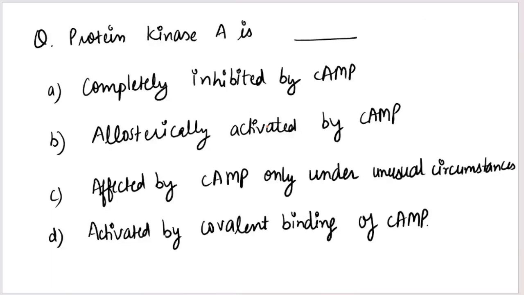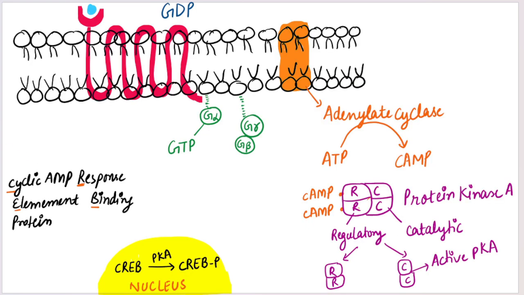Protein kinase A is dash completely inhibited by cyclic AMP. No, cyclic AMP activates protein kinase A. Allosterically activated by cyclic AMP. Allosteric activation means activation by binding to a site other than the actual site of action. We know that cyclic AMP binds to the regulatory subunit of protein kinase A, which weakens the interaction between regulatory and catalytic subunits, leading to splitting them apart.